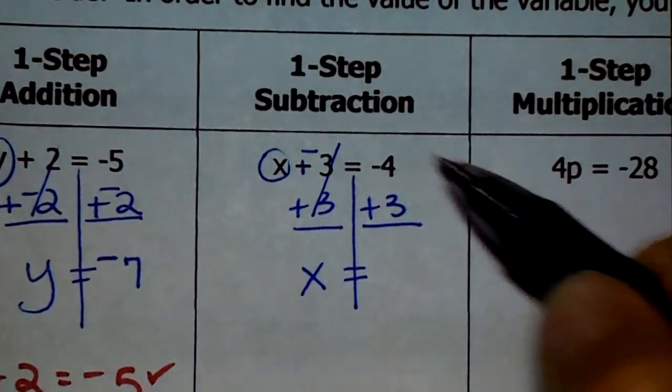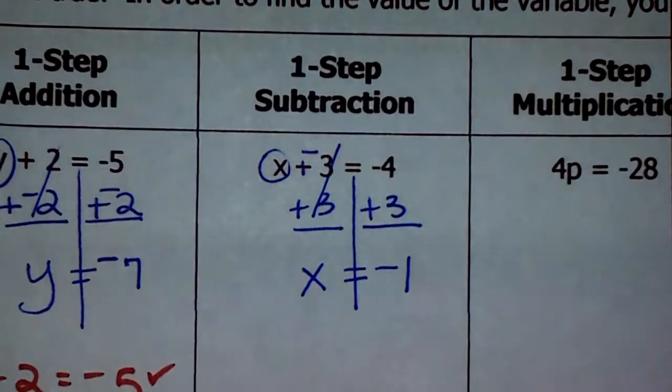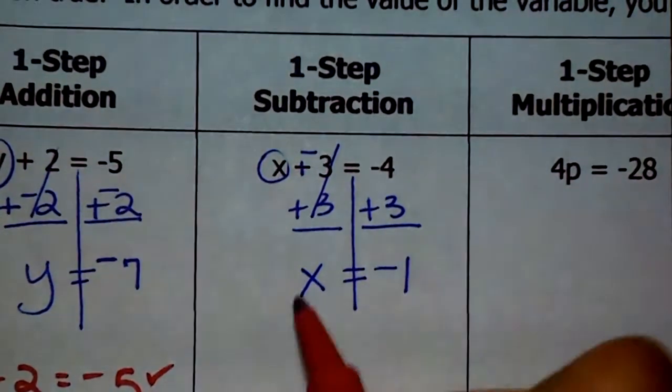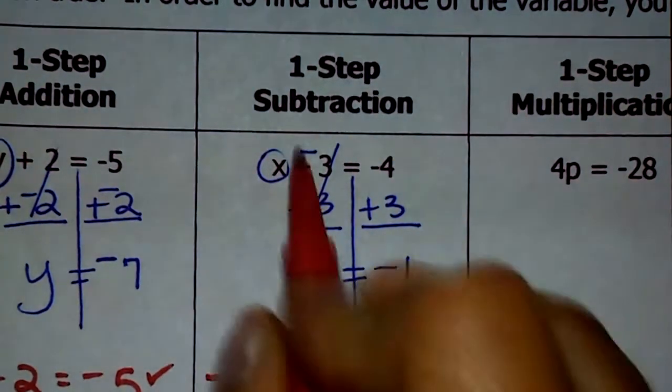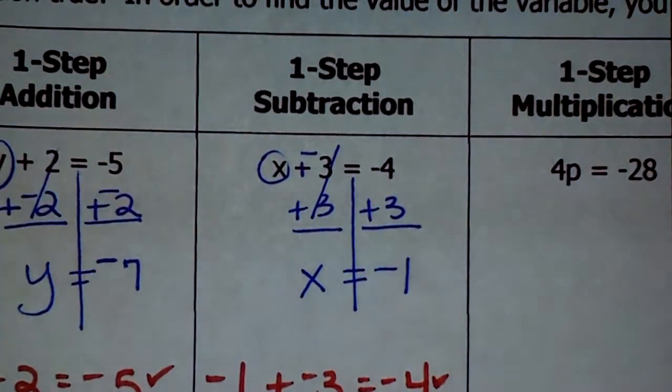-4 plus 3 is -1. That's our answer. To make sure that it's right, plug it back in. -1 plus -3 should equal -4. Does it? Yeah, it sure does, so we know that we're right.